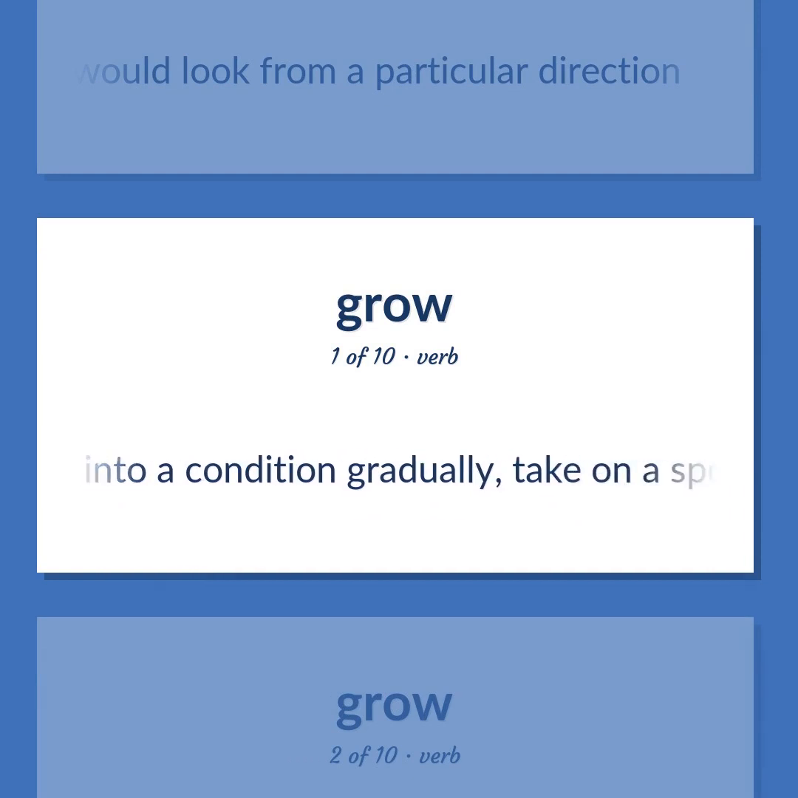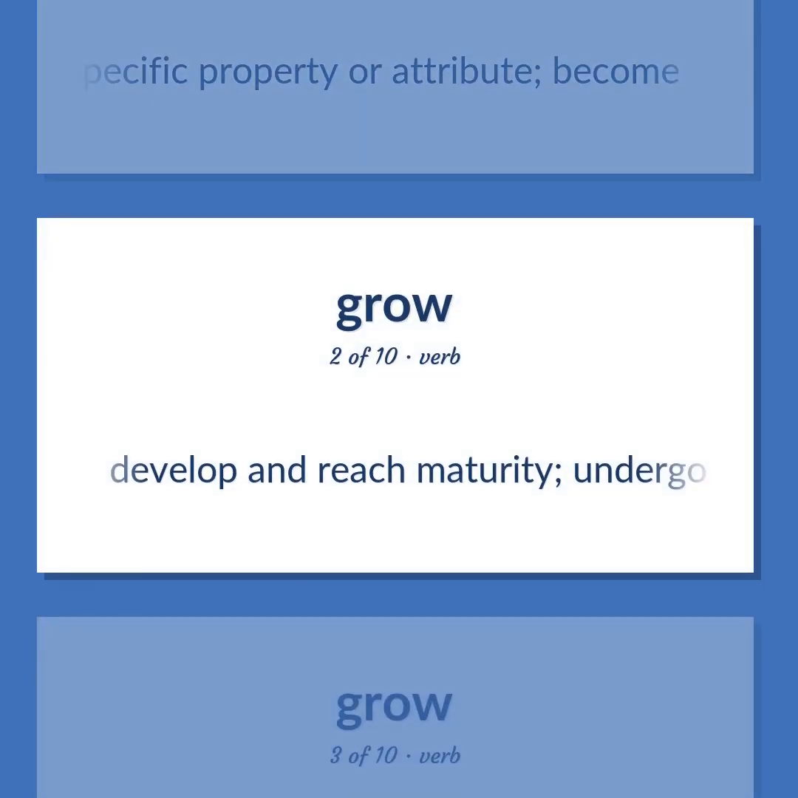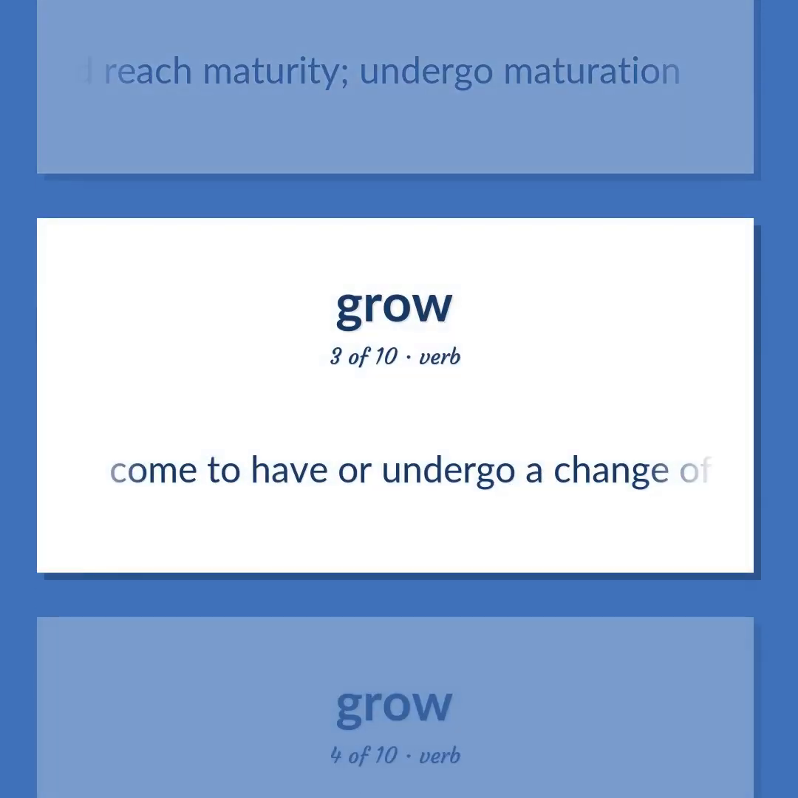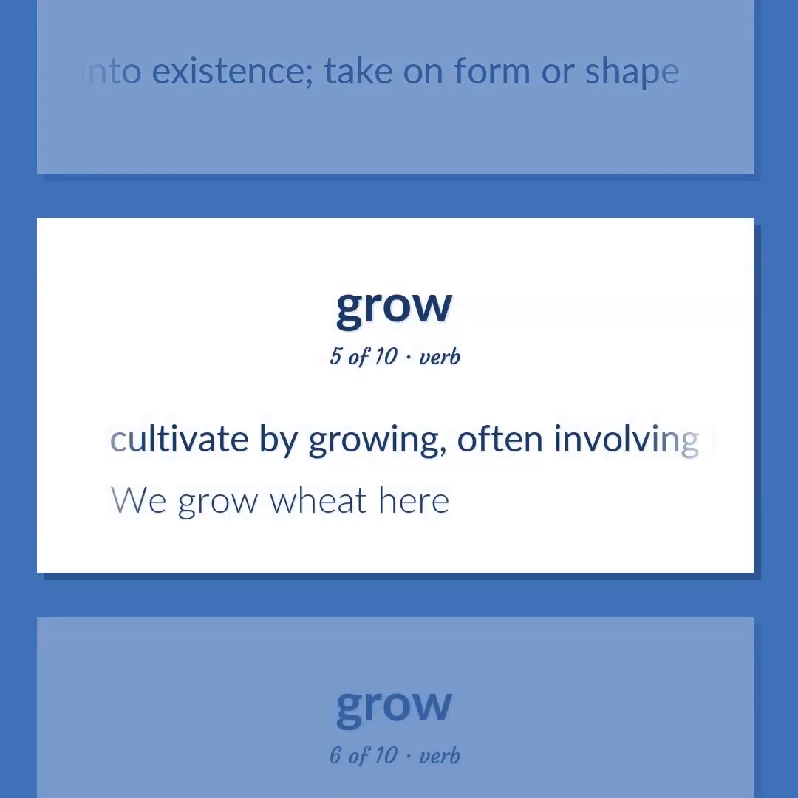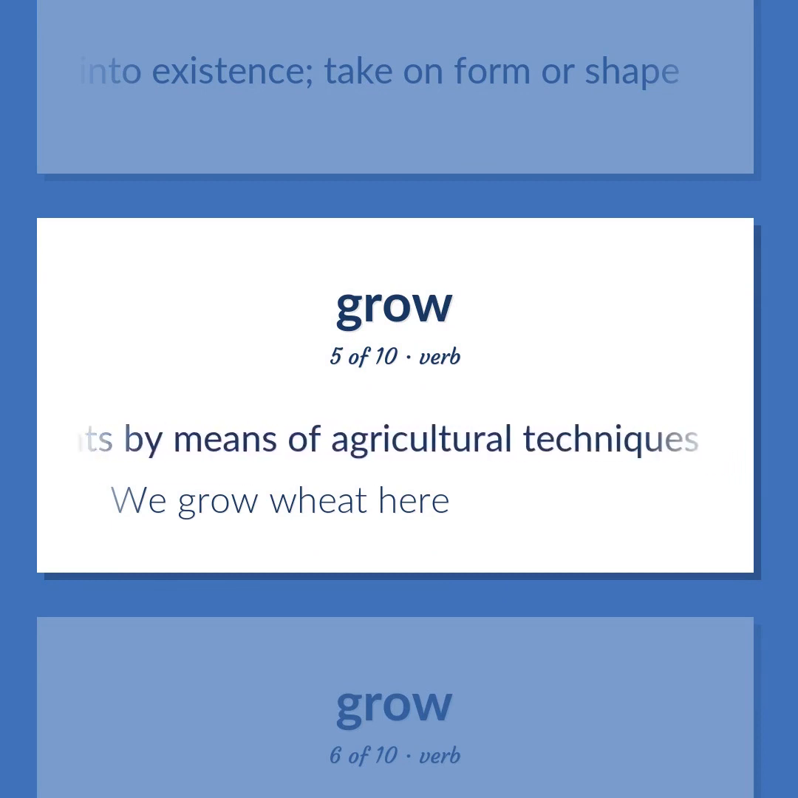Pass into a condition gradually, take on a specific property or attribute, become. Develop and reach maturity. Undergo maturation. Come to have or undergo a change of physical features and attributes. Come into existence. Take on form or shape. Cultivate by growing, often involving improvements by means of agricultural techniques. We grow wheat here.